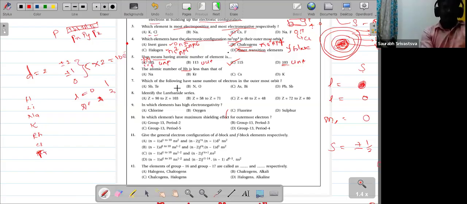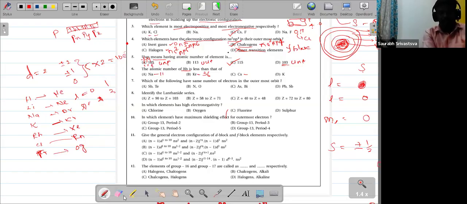Clear? So now here the atomic number of sodium is 11. The atomic number of krypton is 36. The atomic number of cesium means, it is the last element, no? Then before that element we have to check. Already yesterday I discussed: helium first element, then neon, next argon, next krypton, next xenon, next radon, last one is oganesson.